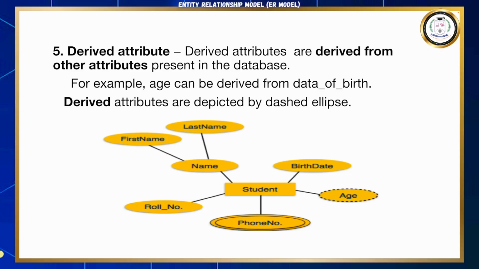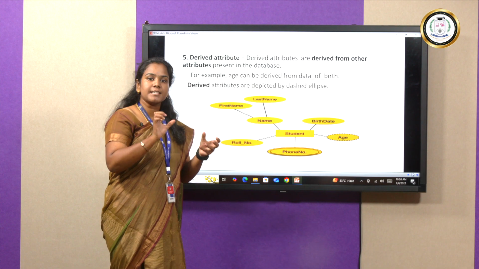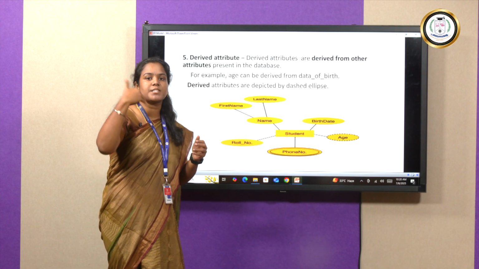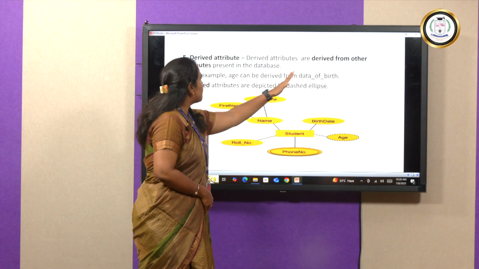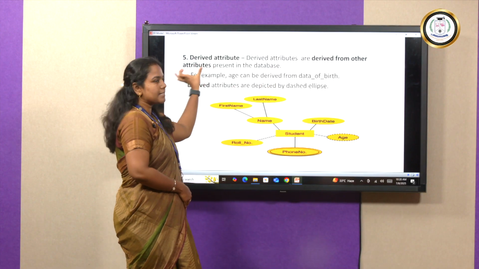The next one is derived attributes. An attribute which is derived from some other attribute is considered a derived attribute. For example, if we consider a person's age, we can calculate the person's age from the date of birth, year of birth. So any attribute which is derived from other attributes is considered a derived attribute.